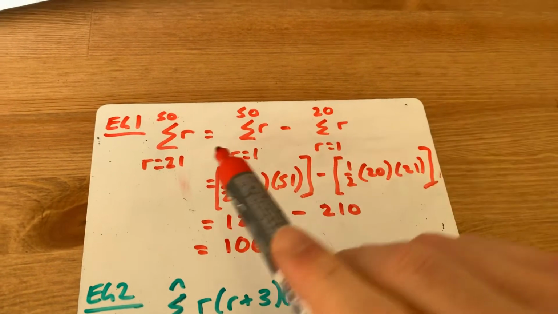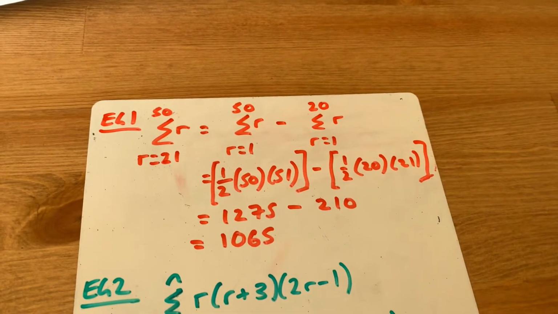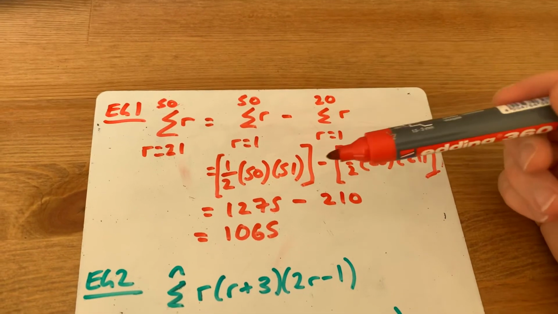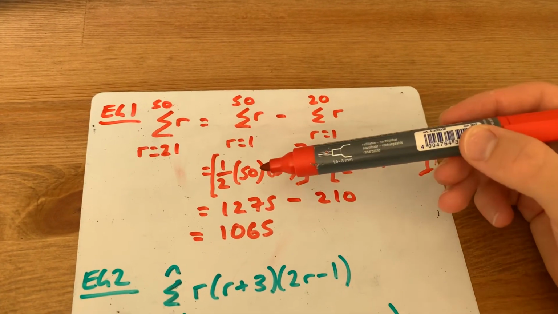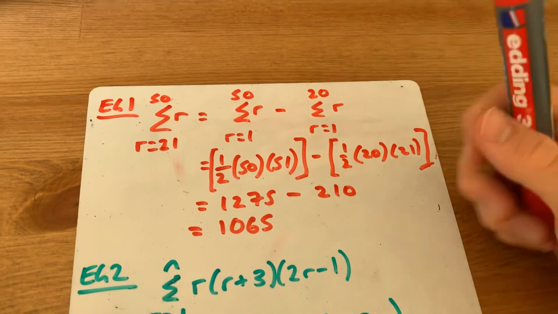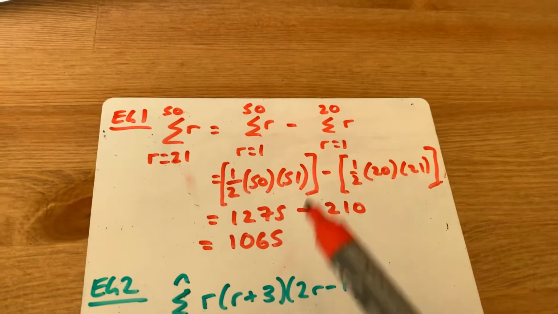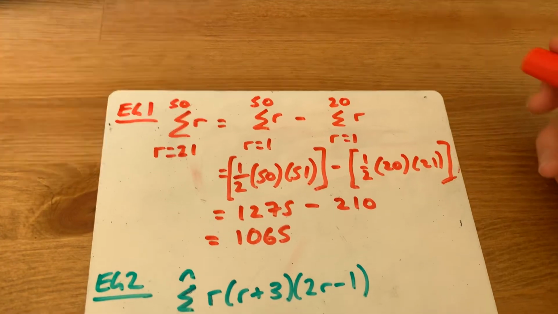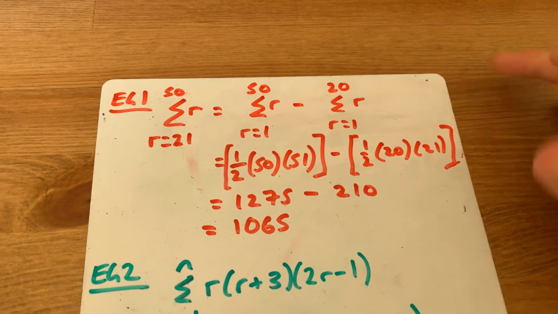And because this is sigma r, we're going to use our sigma r formula, which was half n (n plus 1). So you can see me here doing half 50, 51, and half 20, 21. And really nice, straightforward. When it's numeric, obviously we're expecting a numerical answer, which should be really straightforward.